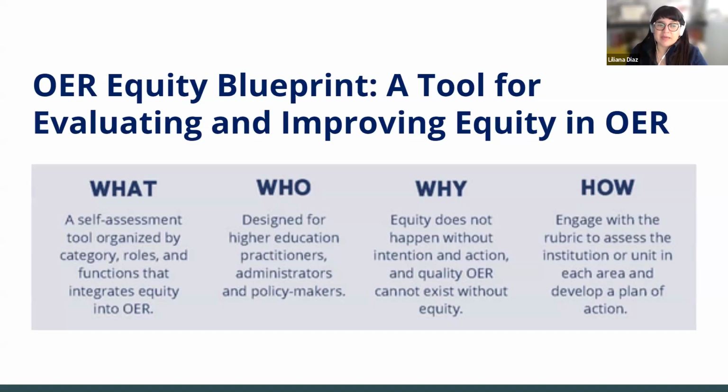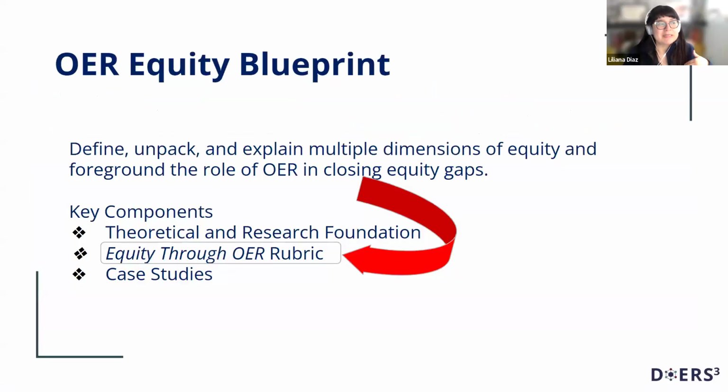And how did we go about this? We engaged with the rubric to assess how institutions and units in each area develop and plan for action as it relates to open education through an equity lens. We used theoretical and research foundations to develop the rubric, and then we put out a call for case studies as we were developing this rubric. So it has these three components, which you can find on our website if you wanted to jump into more depth: the theoretical and research foundations utilized to develop the rubric, the rubric itself, and then the case studies from many institutions across the country that have actually used the rubric to assess where there are gaps and opportunities within their institutions, within their systems, where they can advance open education.